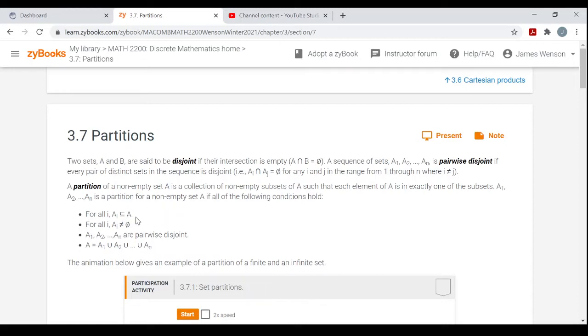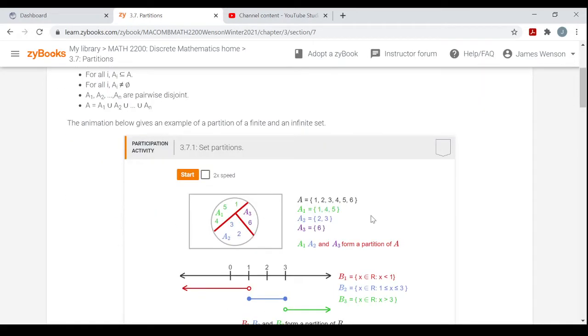So like I said, putting all these together, a partition of a set is just breaking a set up into non-empty pieces that don't overlap, that don't have any common elements. It's more simply put. So they give you a little animation down here.